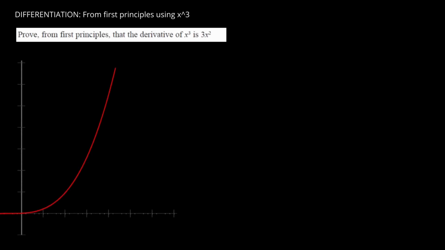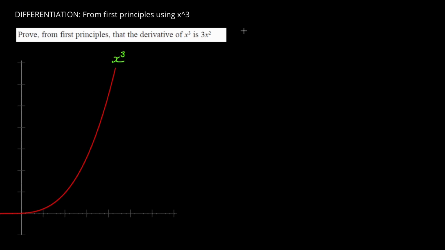Got a question here that comes up reasonably often, and it's asking us to prove the differential routine of transforming x cubed into 3x squared by multiplying by the power as the coefficient and then reducing that power by 1. And we've got to prove this from first principles. So let's have a go.